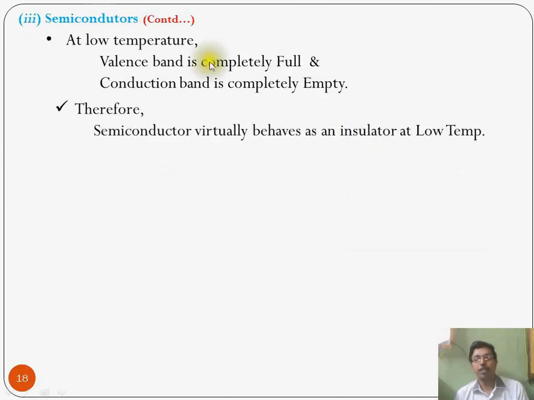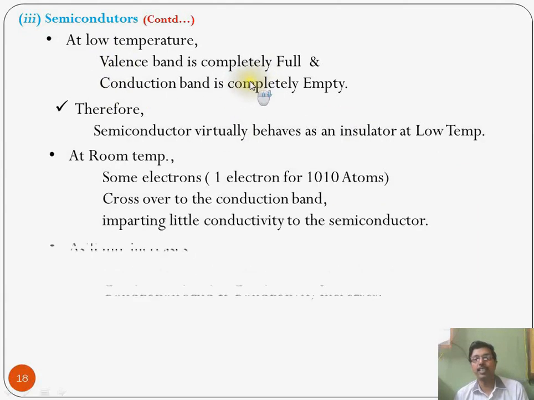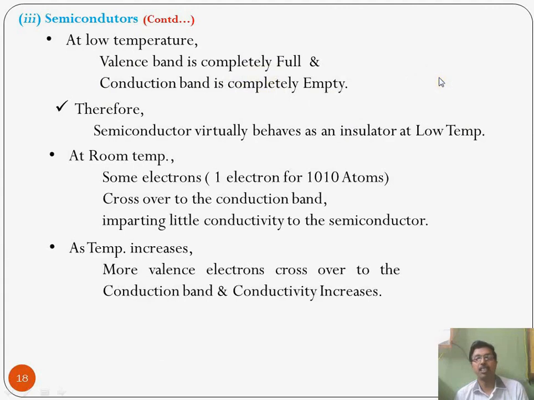At low temperature, the valence band is completely full and the conduction band is completely empty. Therefore, it acts as an insulator at low temperature. At room temperature, some electrons, say 1 electron for 10^10 atoms, cross over to the conduction band, and it imparts a little conductivity to the semiconductor. That is at room temperature.